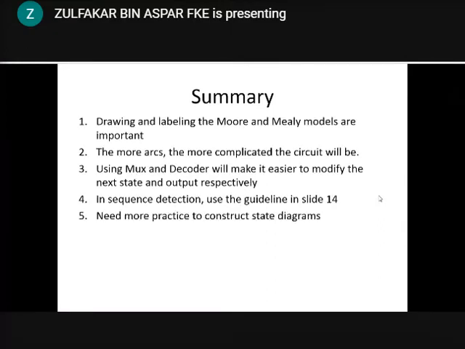So the last conclusion I can make is you need more practice to construct the state diagrams. You cannot expect that from the given example you know how to draw the state diagram, you know how to construct any state diagram in any problem. It takes practice. So my suggestion, if you cannot find partial test or final exam papers, find them on the internet.